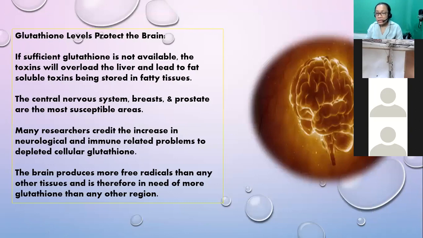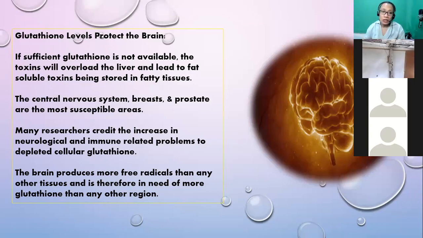Okay. Glutathione levels also protect the brain. Again, it is very important for cellular activity, for the cell function, because it is a protective covering and a protective component of the cells. Now, if sufficient glutathione is not available, the toxins will overload the liver and lead to fat-soluble toxins being stored in your fatty tissues. So kung hindi niya kayang kompletuhin yung detoxification pathway kasi kulang siya ng nutrients, saan pupunta yung toxins ninyo? Sa fatty tissues.